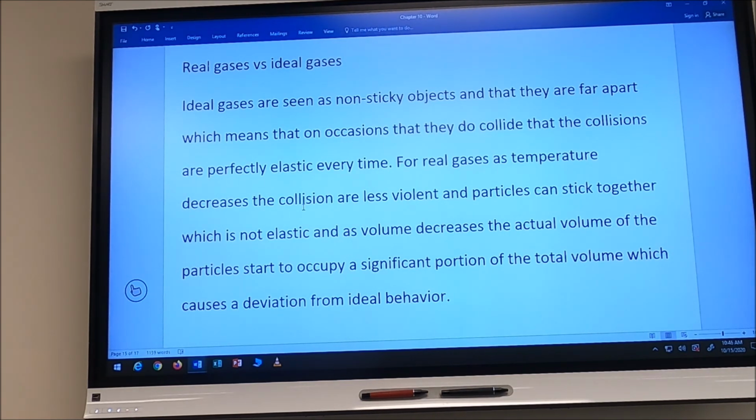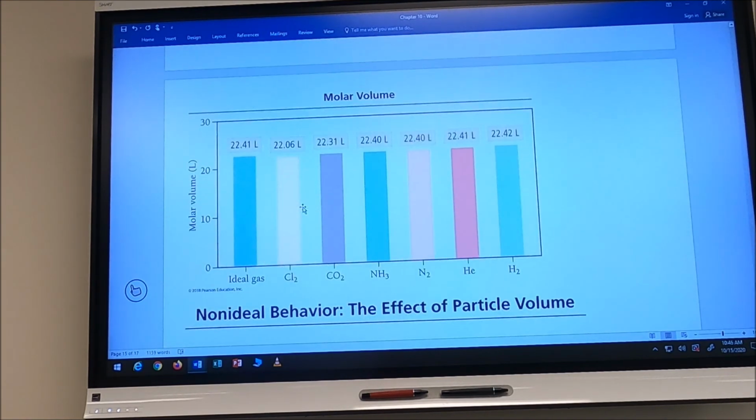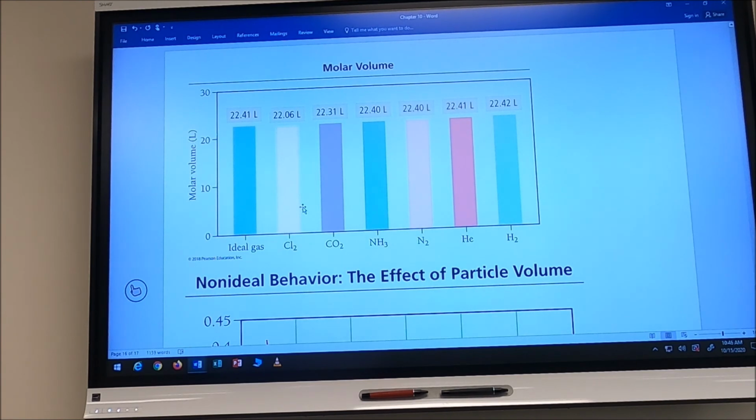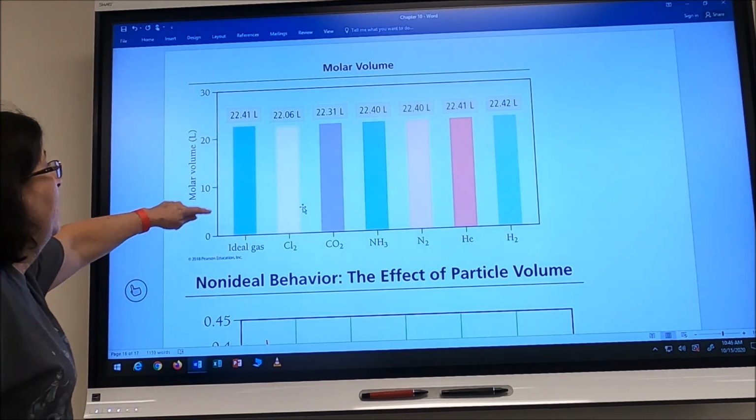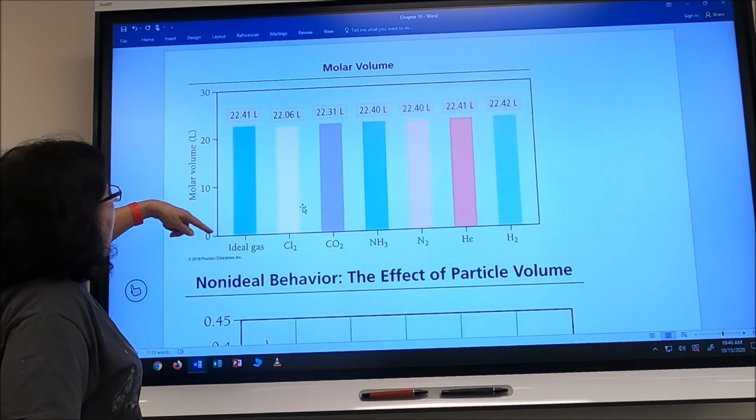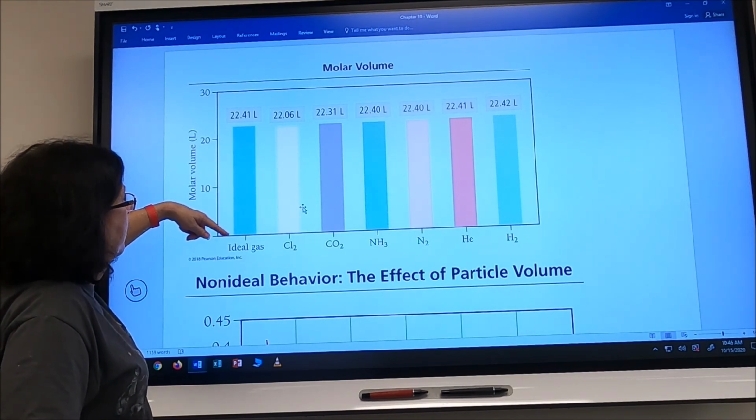So real gases can deviate from ideal behavior. If the volume of the container is small enough until the volume of the particles becomes important, we have deviation from ideal behavior. If the particles are moving slow enough when they collide, there is a deviation from ideal behavior. To get a real gas to behave like an ideal gas, you've got to have it at low pressures and high temperatures.